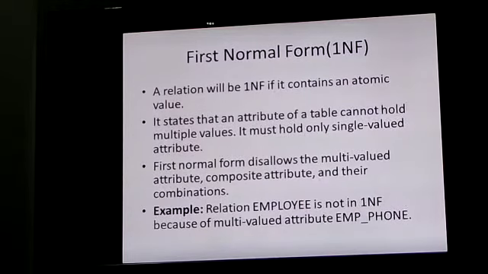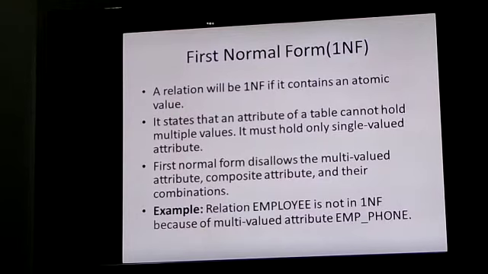A relation will be in 1NF if it contains atomic values. It states that an attribute of a table cannot hold multiple values; it must hold only a single-valued attribute. First normal form disallows multi-valued attributes. If you remember, we have studied multi-valued attributes, an attribute which can have multiple values. Composite attribute, again we have studied this. For example, I can break the name attribute into first name, middle name and last name and their combinations.